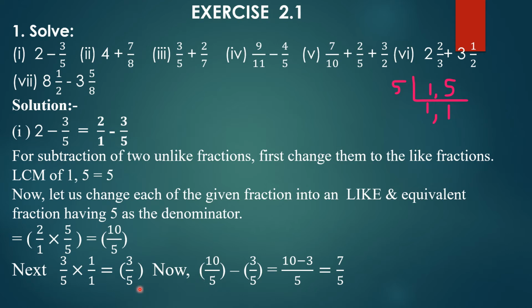Now we have both the denominators the same. Therefore we have like fractions, that is 10 by 5 minus 3 by 5. So now we can do the subtraction. Since the denominators are the same, write down 5 in the denominator and the numerator is 10 minus 3. Okay, what is 10 minus 3? It is 7 and 5 remains as it is. Therefore this will become 7 by 5.